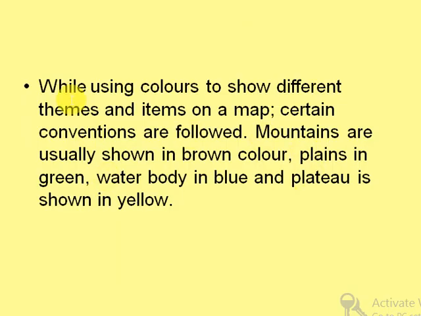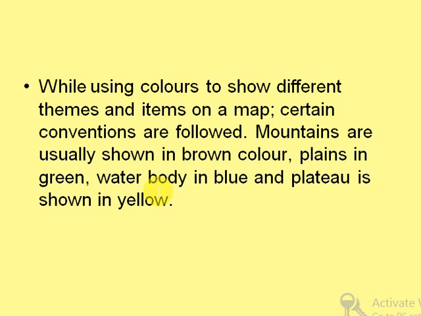So I hope you have understood about the symbols. While using colors to show different themes and items on a map, certain conventions are followed. Mountains are usually shown in brown color, plains in green, water body in blue, and plateau shown in yellow color. So these are some of the things which are followed while preparing maps. These are recognized nationally and internationally. So any person who has a little bit of knowledge can read that map and identify that brown color is representing the mountains, plains in green, and water body in blue.